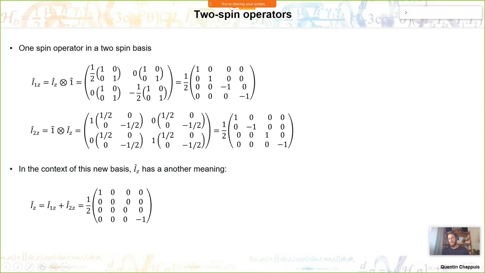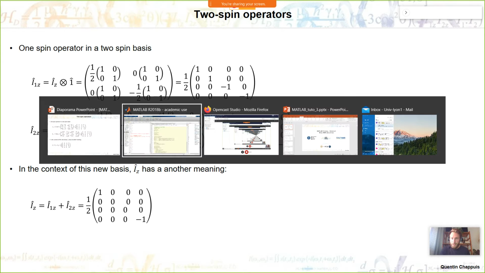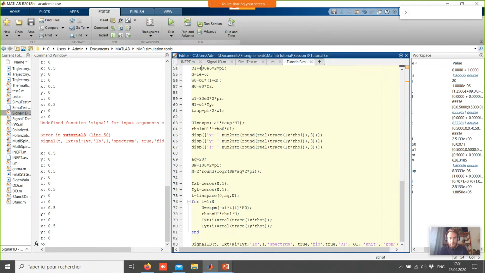Obviously this is slightly wrong, because it is not completely written, but we just assume that the reader understands that here this is written in a subspace of a single spin, and this is in the full space of the two spins. So let's go to MATLAB and write these Hamiltonians that we will use from now on.